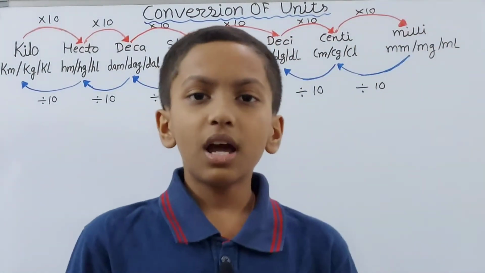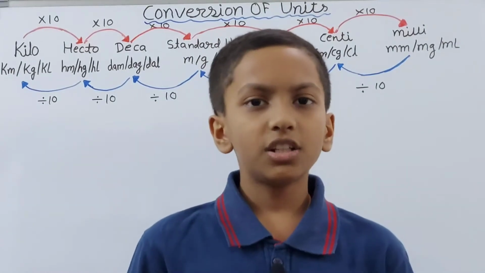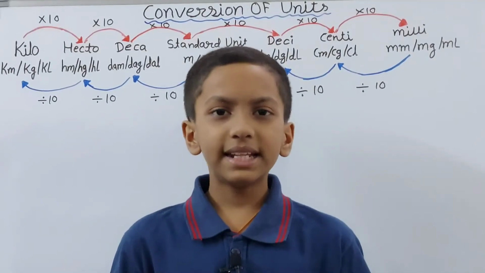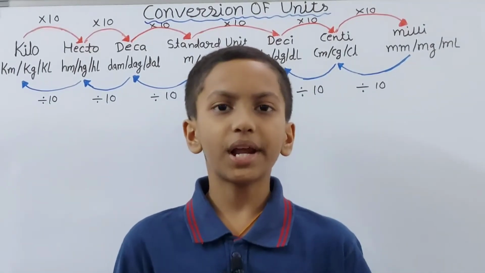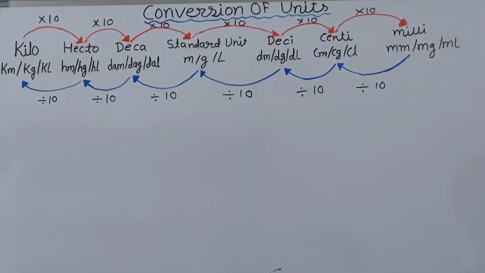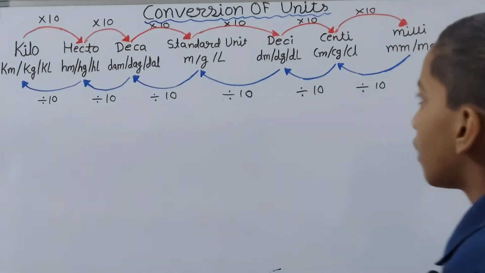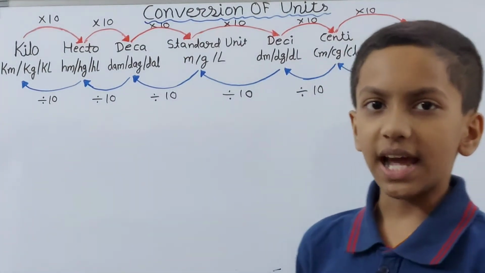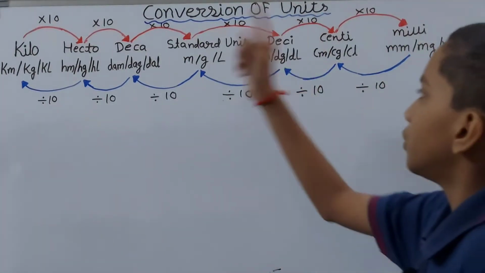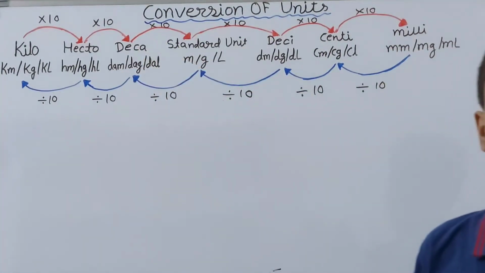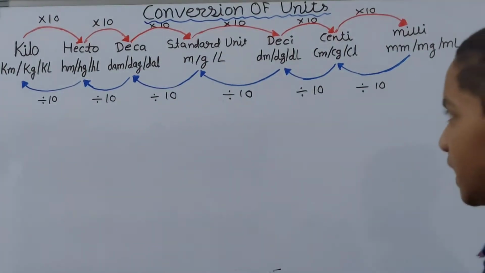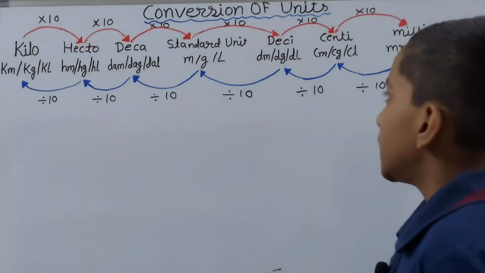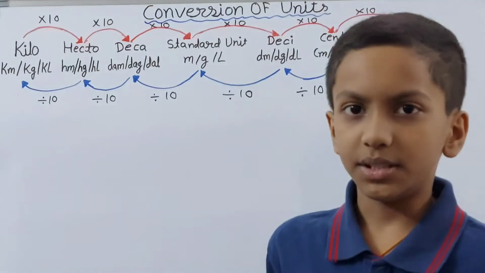Now, friends, there are some units which are bigger than our standard units and smaller than our standard units. Now let's see the units which are bigger than our standard units. When we move towards the left of our standard units, the units which we get are bigger than our standard units. Let's see them. From here we get deca. This deca may be decameters in length, decagram in weight and decaliters in capacity, okay.